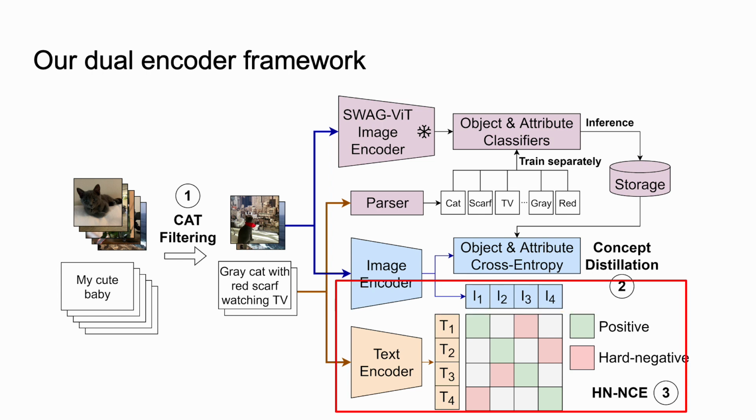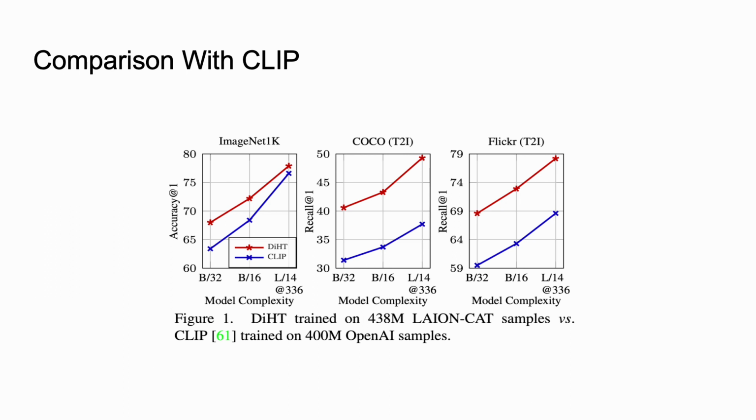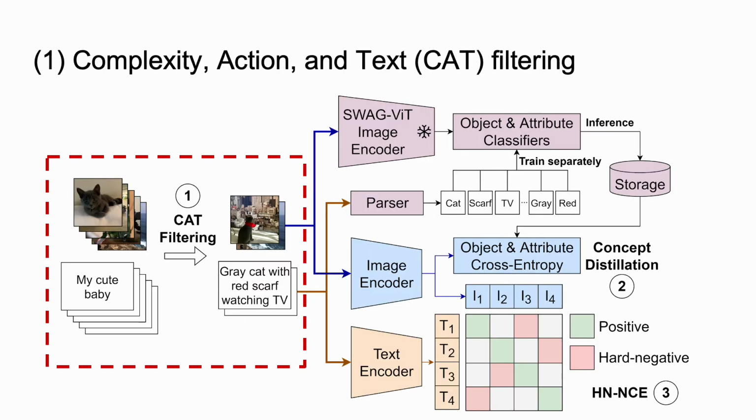Finally, we modify the InfoNCE loss and propose an importance sampling approach to upsample the importance of hard negatives without adding additional complexity. On an extensive zero-shot benchmark of 28 tasks, our method achieves improvements on 19 tasks compared to baseline. Let us first discuss CAT filtering in detail.